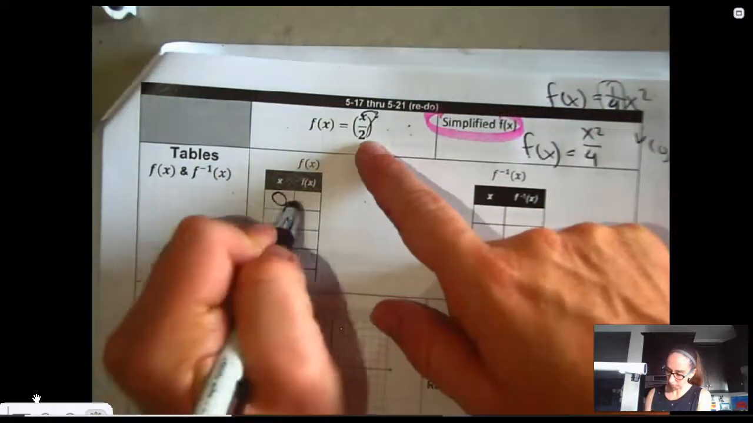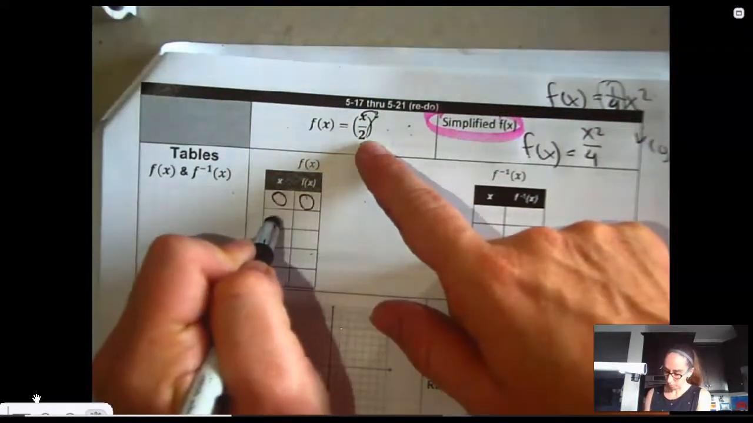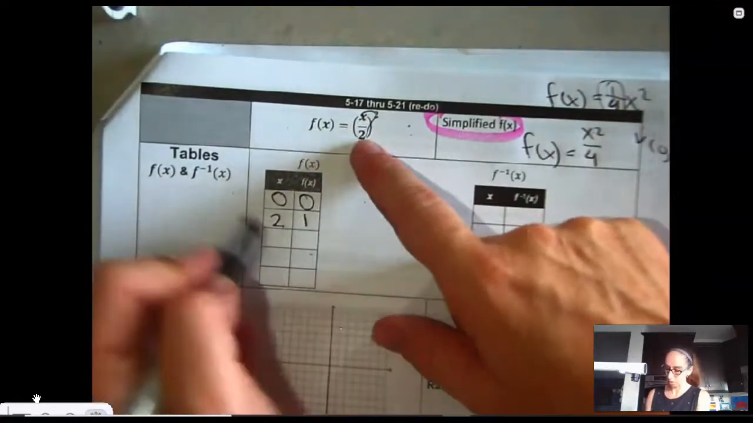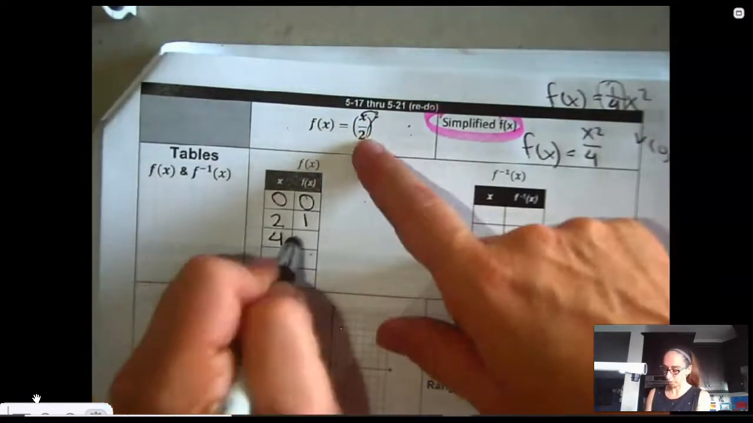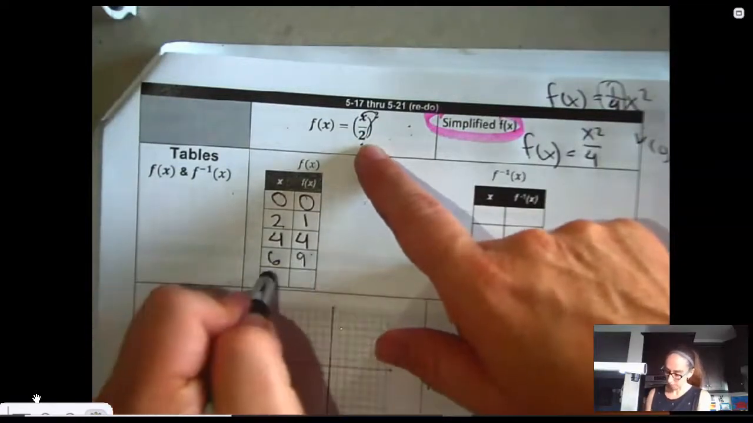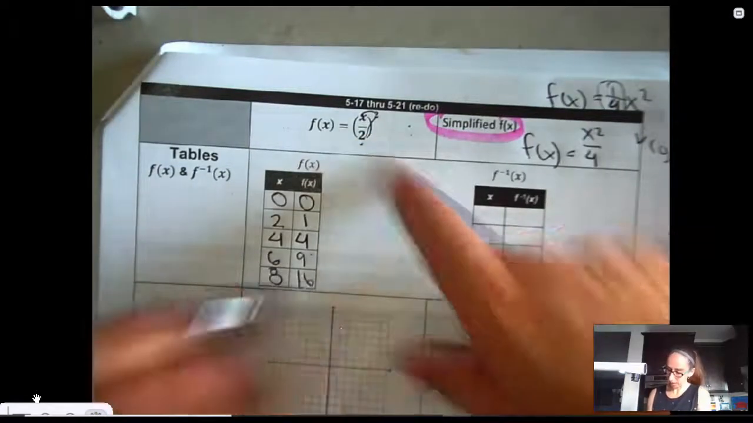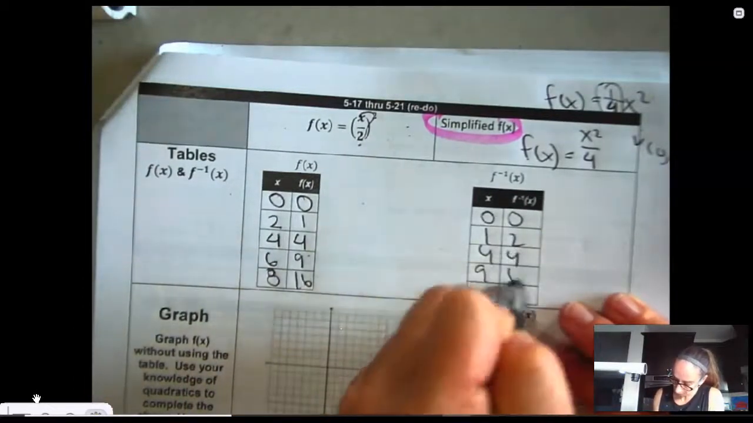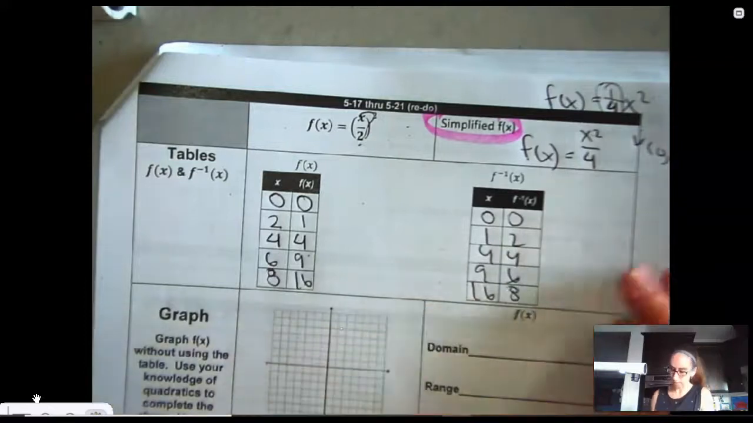So let's do f of x. If I plug in 0, it's 0. I don't want to plug in 1 because I'll get a fraction. I'll plug in 2, 2 divided by 2. I'll plug in 4, 4 divided by 2. I'll plug in 6, 9. I'll plug in 8, 16. So I should get (0, 0), (1, 2), (4, 4), (9, 6), (16, 8).